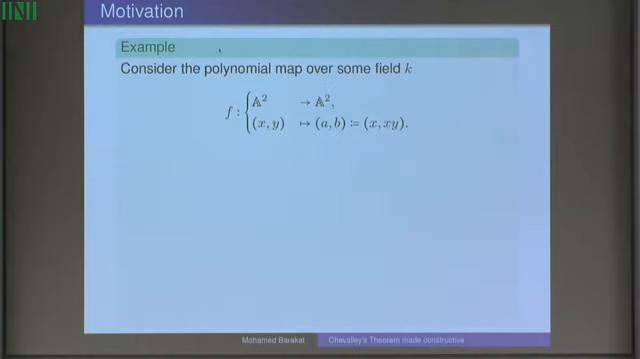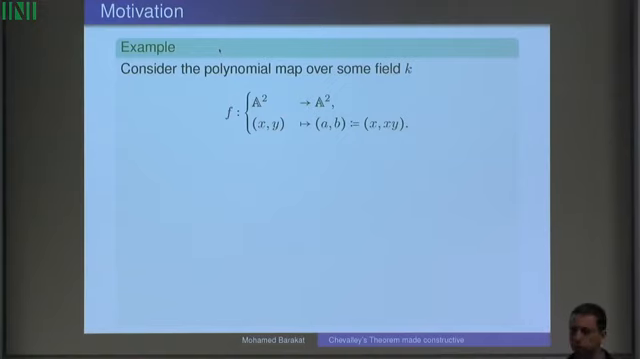So let's start at the very beginning. Consider a polynomial map over some field K, and take the first nonlinear map you can think of, from A2 to A2. You see already that in the first argument it is linear. It's even the identity in the first argument. And in the second argument it's mildly nonlinear. It's just quadratic, the simplest thing you can think of. And now we want to understand the image of this map.